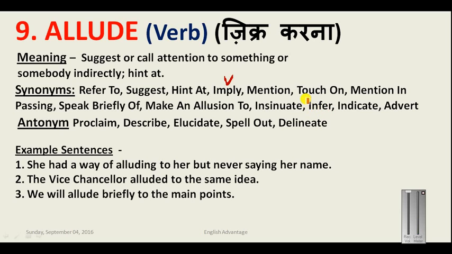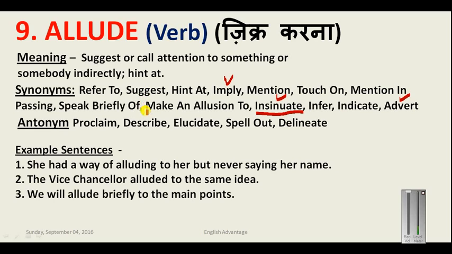To infer means to conclude something. This implies a little different meaning from the word allude, because infer means to conclude. Insinuate, this is a very important word. Insinuation will be the noun form. And advert, also a very important word, advert, insinuate.